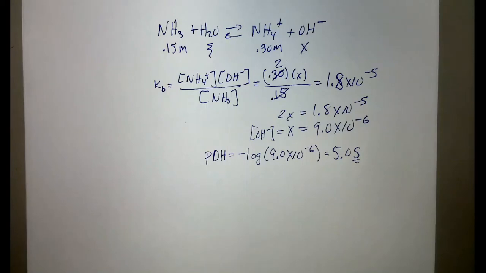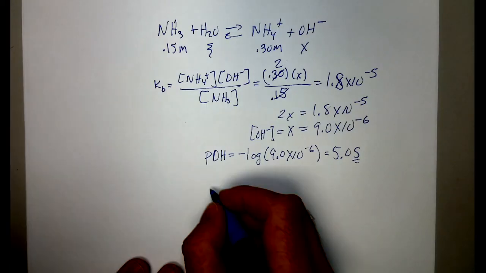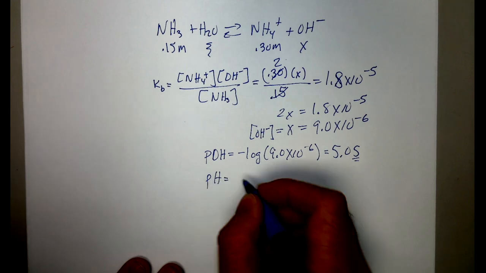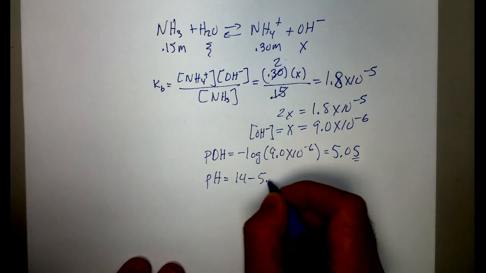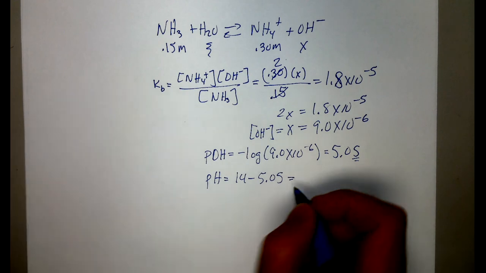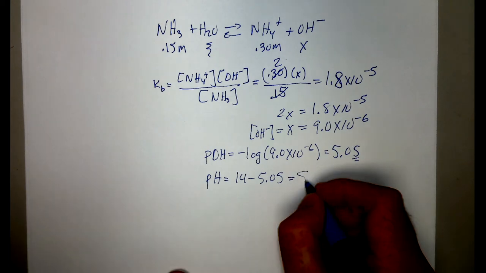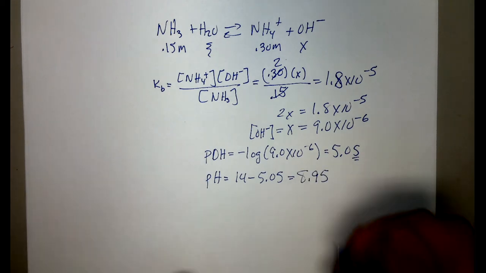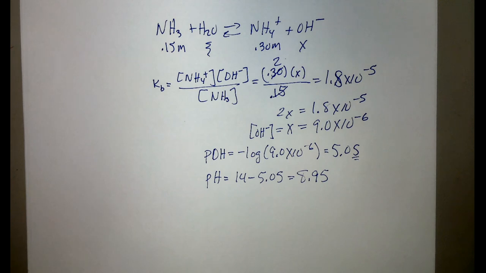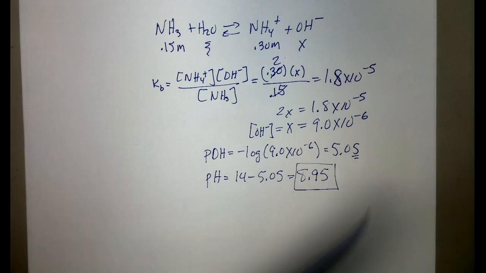So now that we got a pOH of 5.05, we're going to need the pH. The pH is 14 minus 5.05, and that's going to give us a pH of 8.95. And so then that would be the pH of your solution.